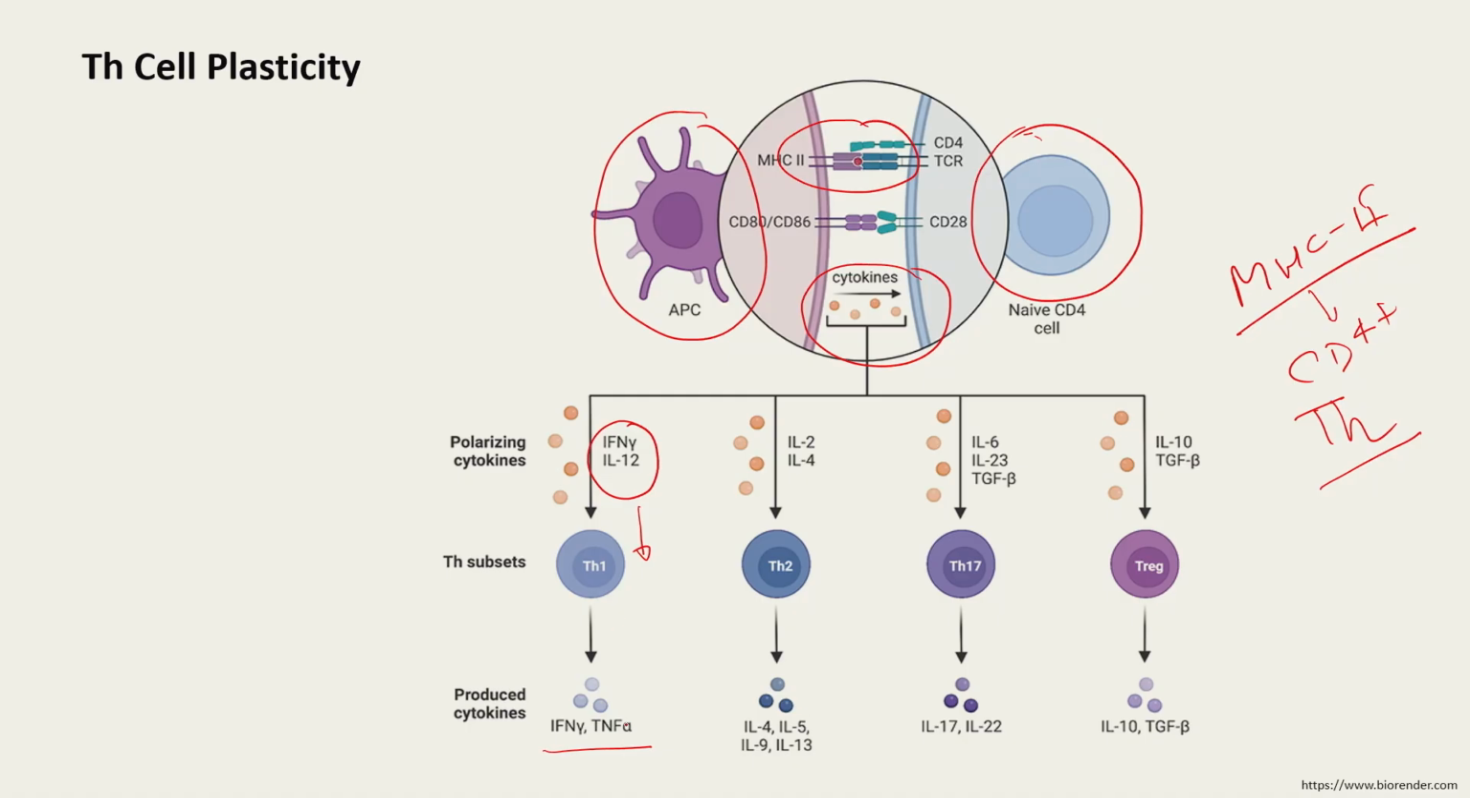So that can produce more amount of interferon gamma and TNF alpha. While if there is more production of say IL-2 and IL-4, we can see that the cells are polarized towards the Th2 population, and this Th2 can upregulate IL-4, IL-5, IL-9 and IL-13.